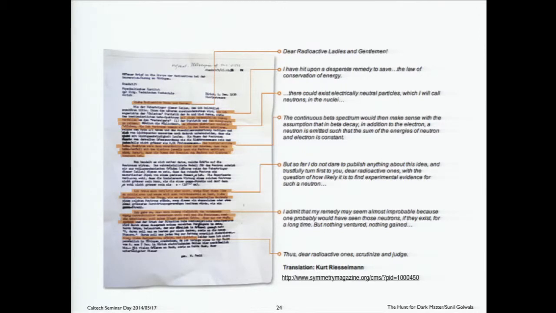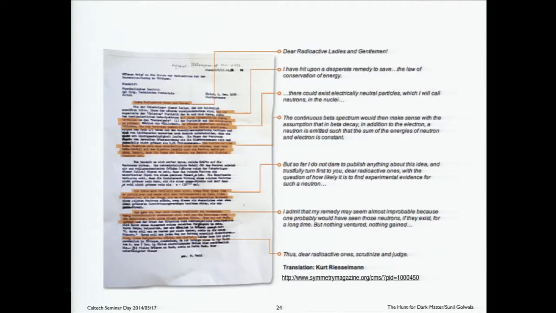He's writing to a conference and he can't make it because he has to go to some sort of ball or event. And he says, "Dear radioactive ladies and gentlemen, I've hit upon a desperate remedy to save the law of conservation of energy." So he wants to keep the law of conservation of energy. He says, if there could exist electrically neutral particles, which I will call neutrons, these later came to be called neutrinos, they are not the neutrons that you think of in the nuclei, the continuous beta spectrum would then make sense with the assumption that in beta decay, in addition to the electron, a neutrino is emitted such that the sum of the energies of the neutrino and electron is constant. So you get to save conservation of energy.